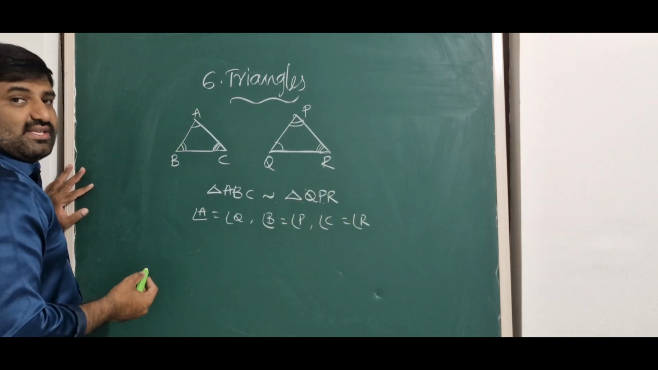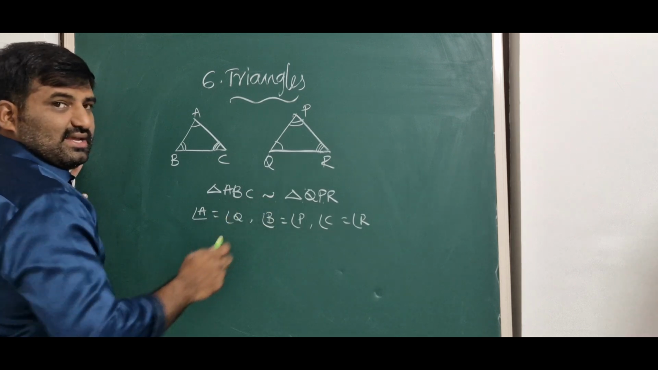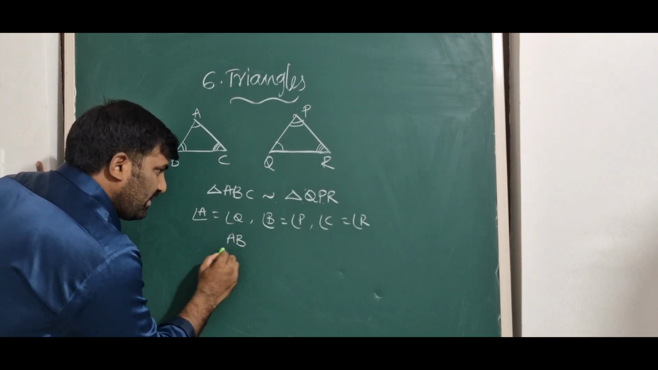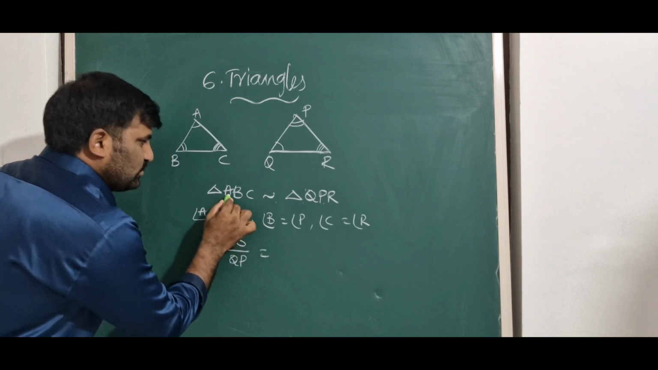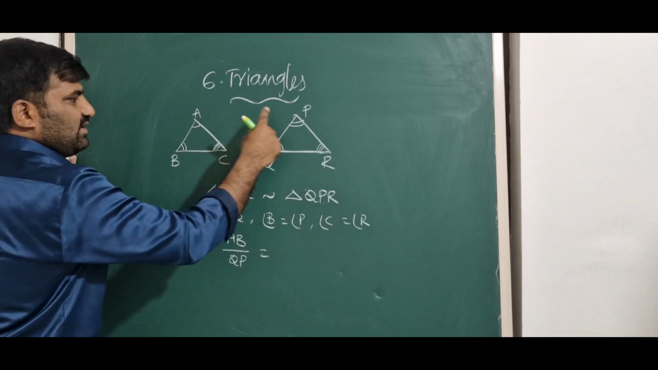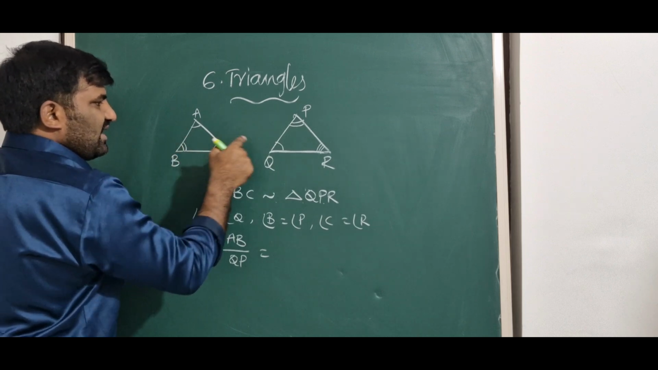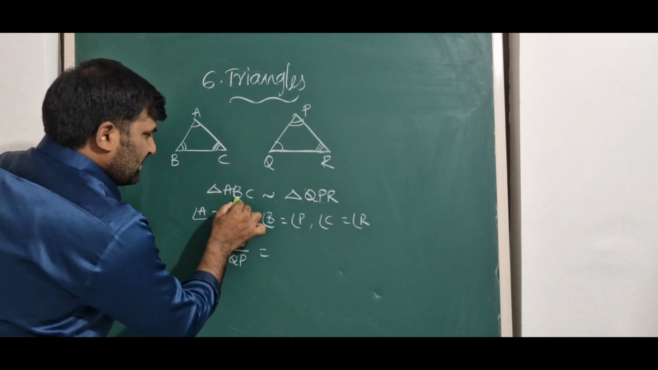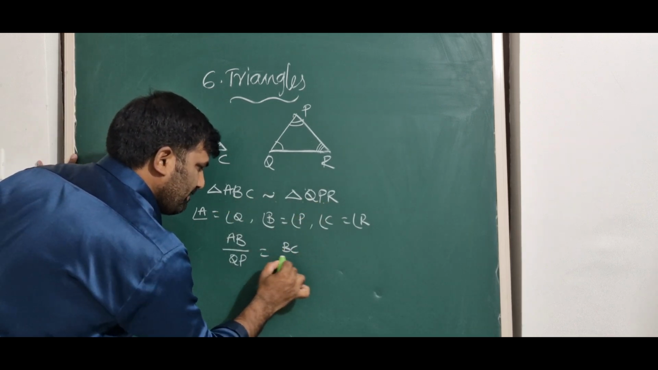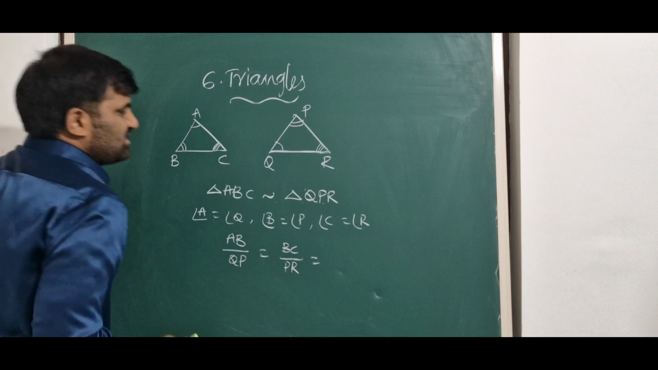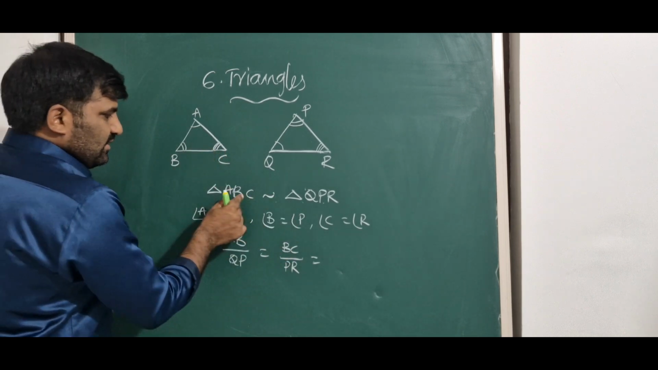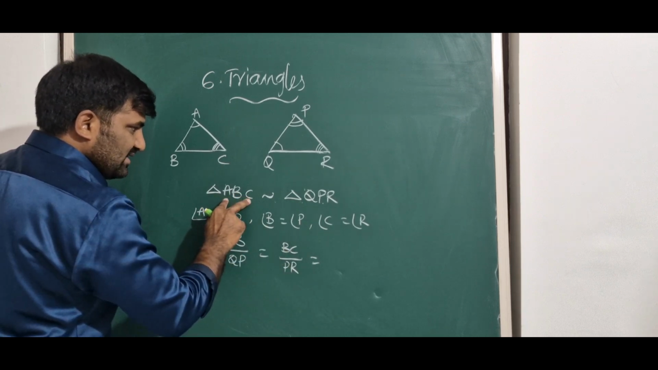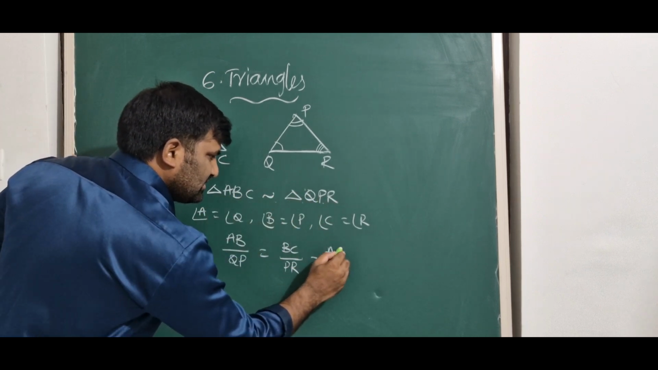Next, corresponding sides. We know that corresponding angles are equal and corresponding sides are in the same ratio. Now the corresponding sides are AB by QP. I am taking first two by first two. You are taking triangle ABC like this and QPR like that, so it is AB by QP. Next BC by PR, this is the second side ratio. Third one, first I took first two by first two, then last two by last two, then first and last by first and last. That is AC by QR.